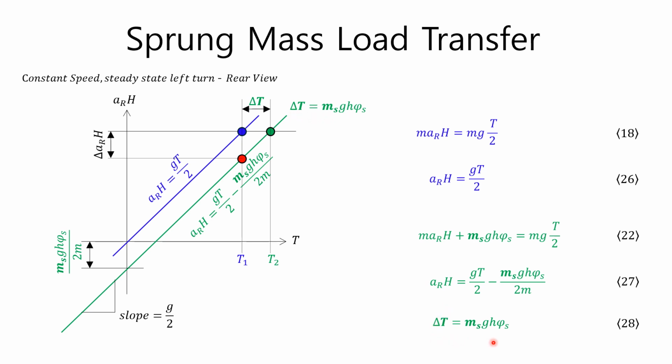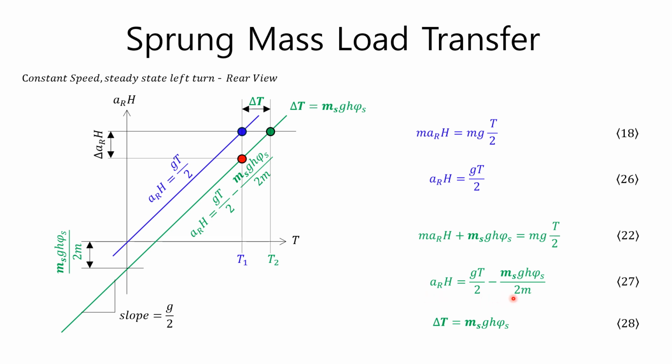Meanwhile, let's fix the track width to T1 and look at the blue and red points on the vertical line passing through T1. The red point is below the blue point by delta ARH on the vertical axis. Delta ARH is the same value as the vertical axis intercept value of the green straight line represented by equation 27. Assuming that the height h of the center of gravity does not change, the rollover acceleration AR must be lower than the value AR obtained by equation 26 on the blue straight line.